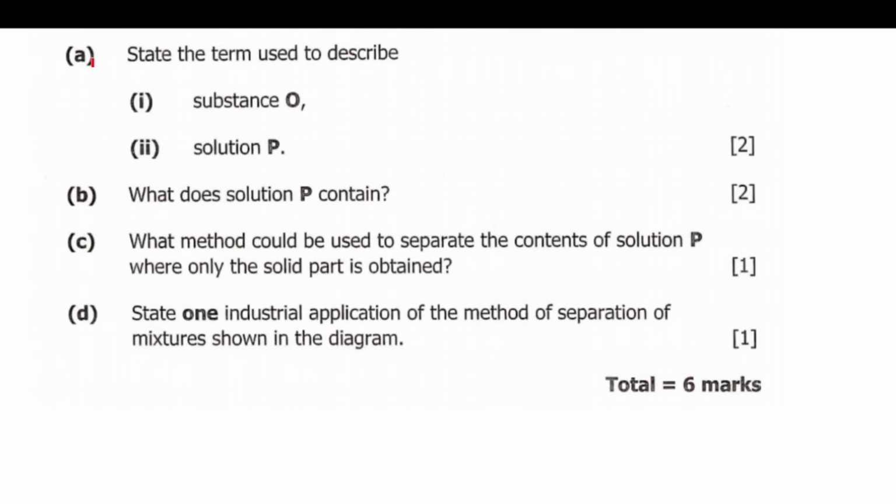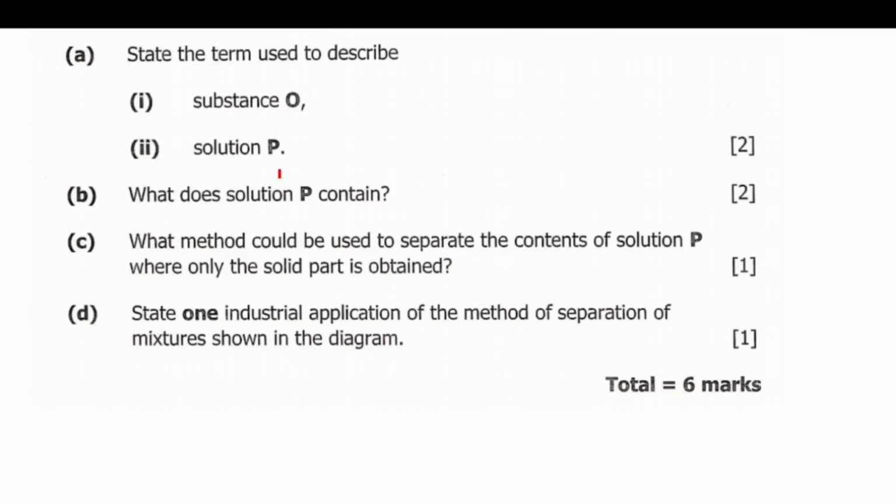Then there's question A, which says state the term used to describe 1. Substance O. Then 2. Solution P. B. What does solution P contain? C. What method could be used to separate the contents of solution P where only the solid part is obtained? D. State 1 industrial application of the method of separation of mixtures shown in the diagram.